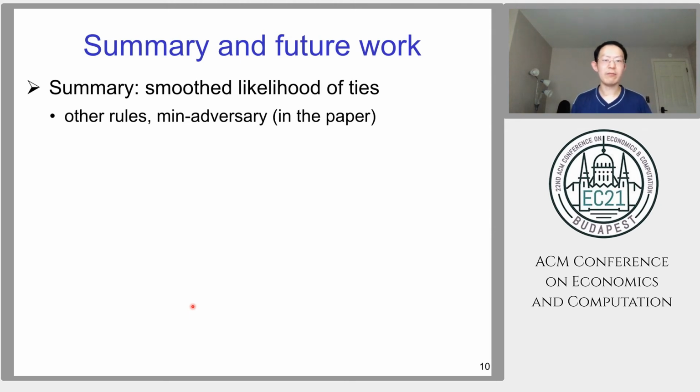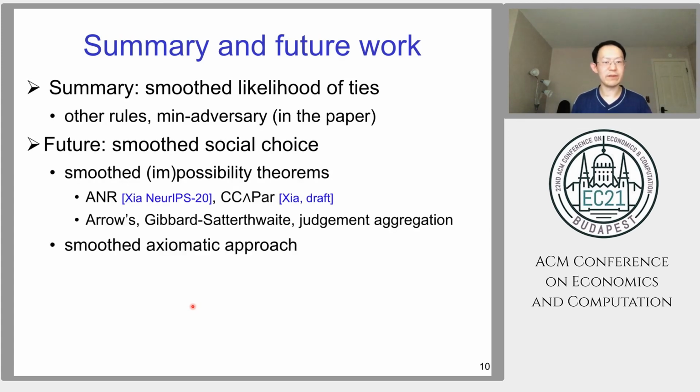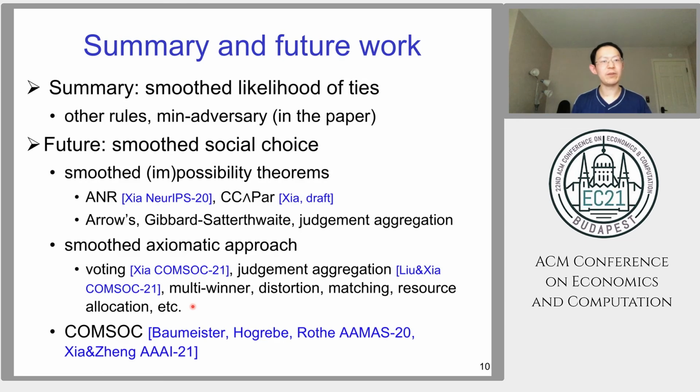So for future work, we can think about three directions: smoothing social choice problems, like smoothing possibility theorems, axiomatic approaches, and computational problems.